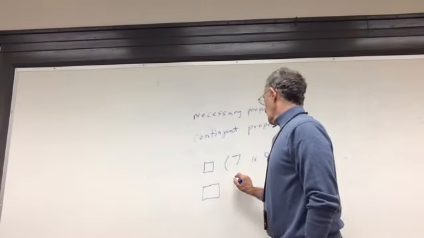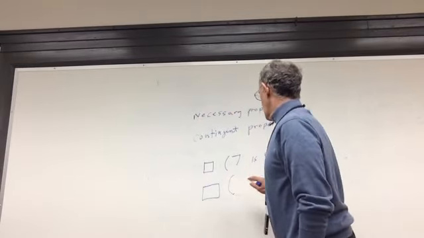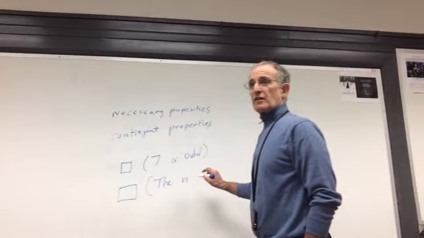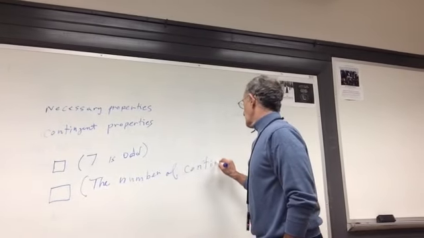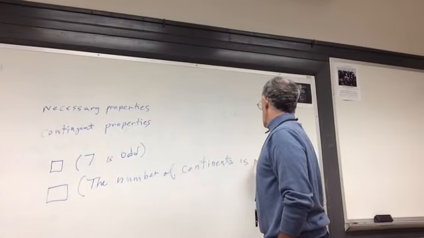Could we say necessarily the number of continents is odd? The number of continents is 7, right? There are 7 continents. Okay, so it's a contingent fact. So what are the 7 continents? North America, South America, Australia, Asia, Europe, Antarctica. Eurasia is like one, actually. Yeah, but they counted as 2. It's just the way it is. So that makes 7, right?